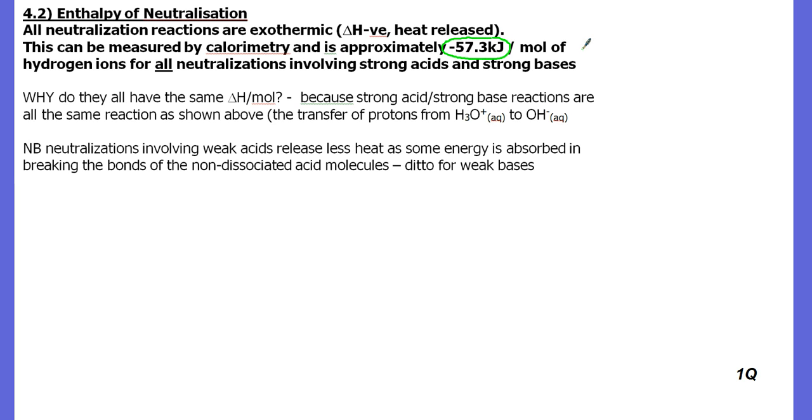And the reason why all strong acid, strong base reactions have the same enthalpy of neutralisation is because, as we saw on the previous page, all strong acid, strong base reactions are basically the same reaction between hydronium ions and hydroxide ions. Once you take the spectator ions out of the way, because they're not reacting at all, you'll see that all strong acid, strong base reactions are the same reaction, and therefore they all have the same enthalpy change of neutralisation. Weak acids and weak bases, though, have a slightly different enthalpy change, and that's because you've actually got to supply some energy to break the bonds of the non-dissociated molecules, acid molecules and base molecules.